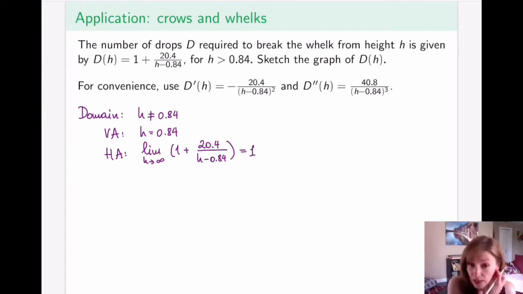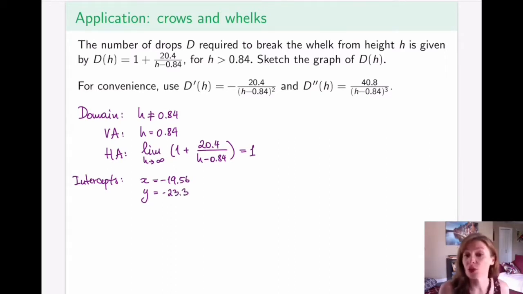Great. Then I'm going to look for x-intercepts and y-intercepts. I'm going to leave this to you to actually work out, but my intercepts should work out to be x is minus 19.56 and y is minus 23.3. Let's move into the critical points, intervals of increase, decrease, and potential inflection points.